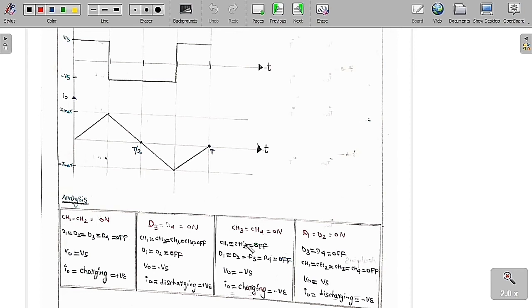In the third case, chopper 3 and chopper 4 are on. Therefore V0 is equal to minus Vs, and the current in the inductor is in the charging mode but in the reverse direction. Whereas in the fourth case, D1, D2 are on. Whenever D1, D2 are on, V0 is equal to plus Vs, and the current in the inductor is going to discharge in the reverse direction.